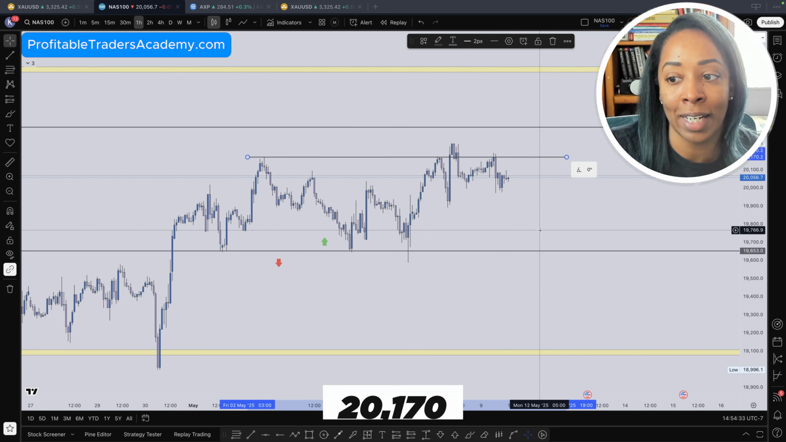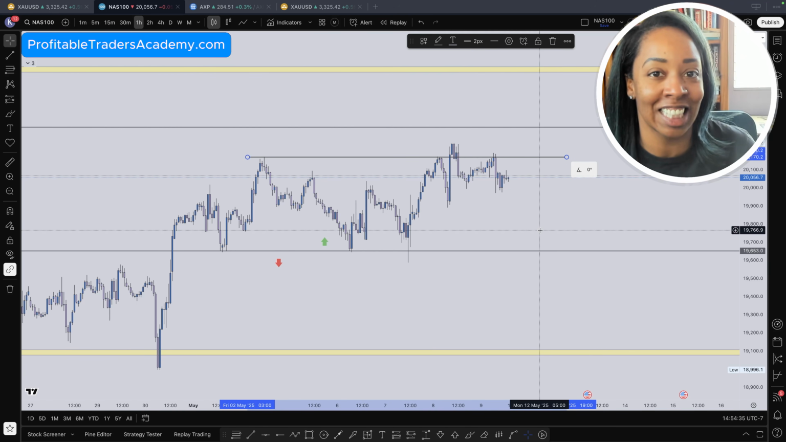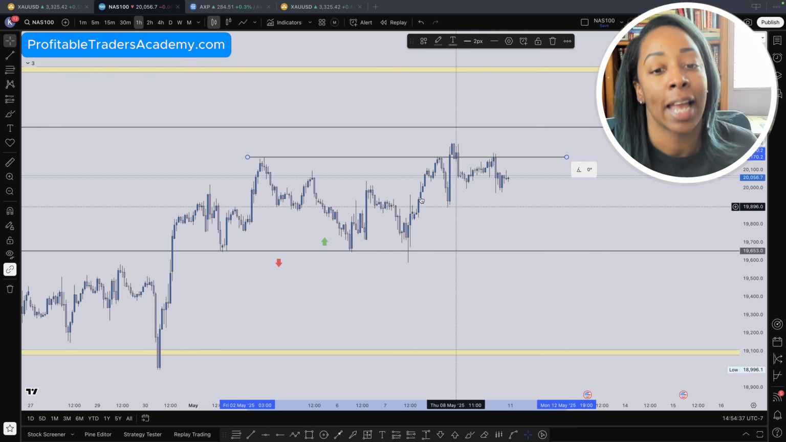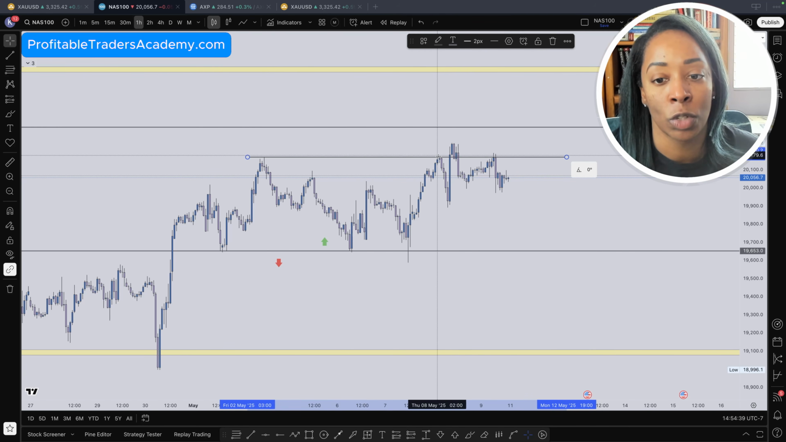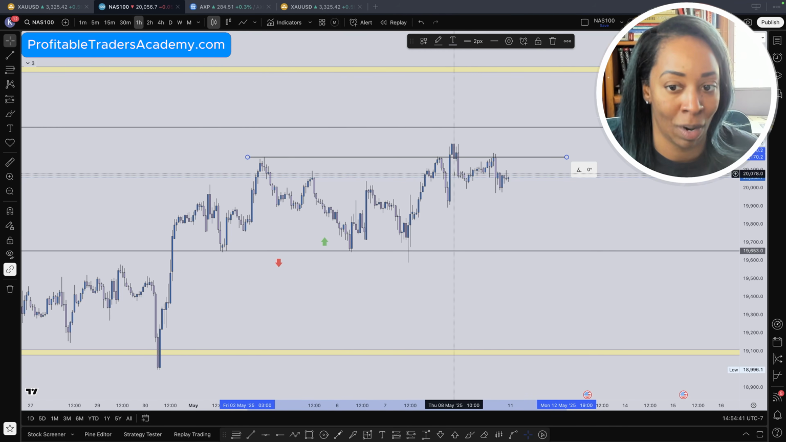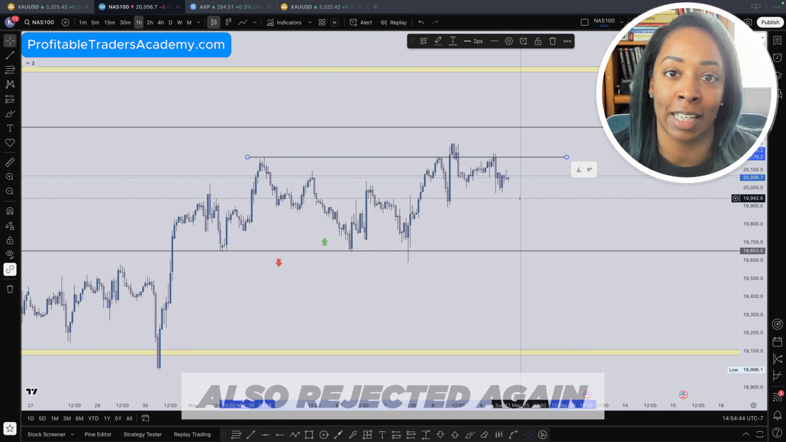This is at 20,170 and I like this number because it's a nice round number. And if you see here, we have rejection, price did push up, but then it came right back down and then also rejected again. So that's why I really like this level over the last level. And this is why we start from the top and we go down in this chart, because we want to make sure that we refine our level.